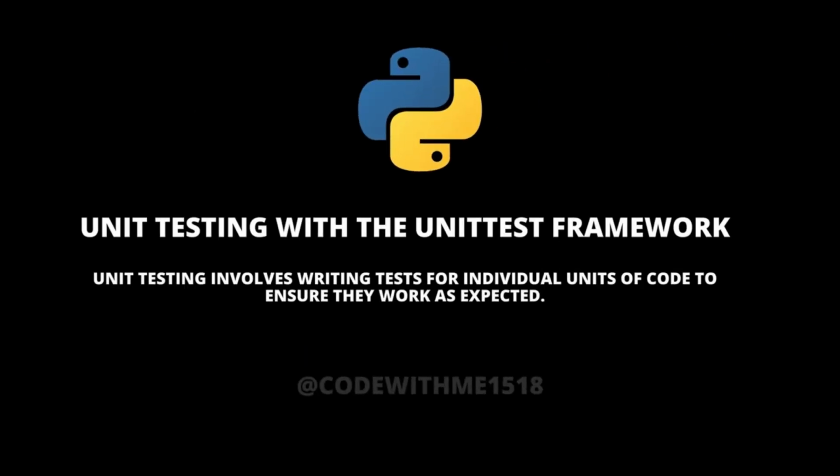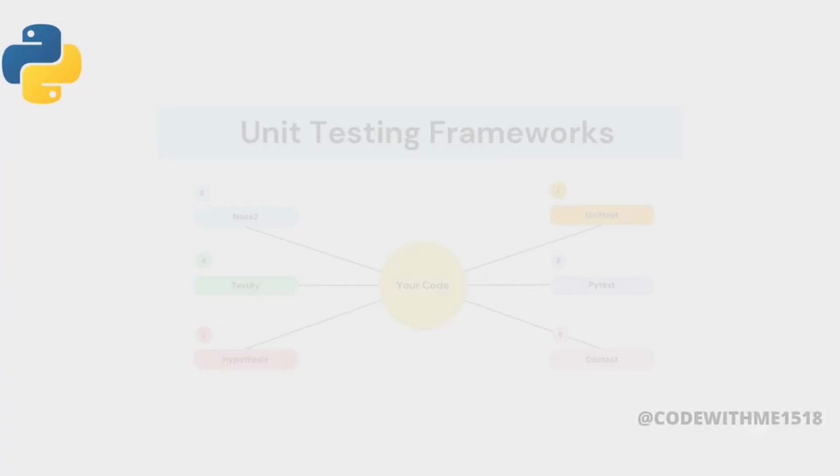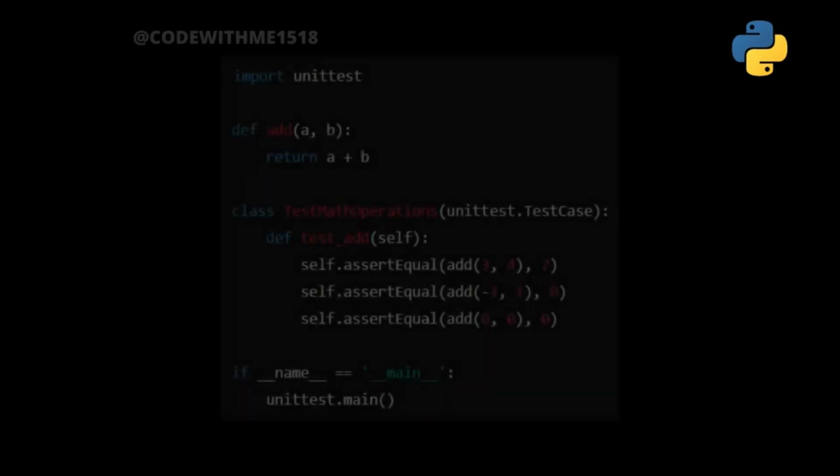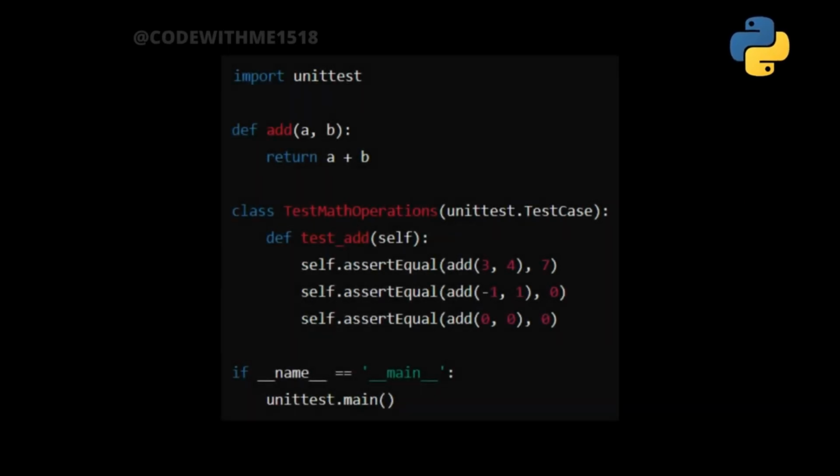Next, let's dive into unit testing using Python's built-in unittest framework. Unit testing involves writing tests for individual units of code to ensure they work as expected. Here's an example of how you can write a unit test using the unittest framework. In this example, we define a test class TestMath_operations that inherits from unittest.TestCase. Inside this class, we write test methods like test_add to check the functionality of the add function. Running unittest.main executes all test methods in the script.